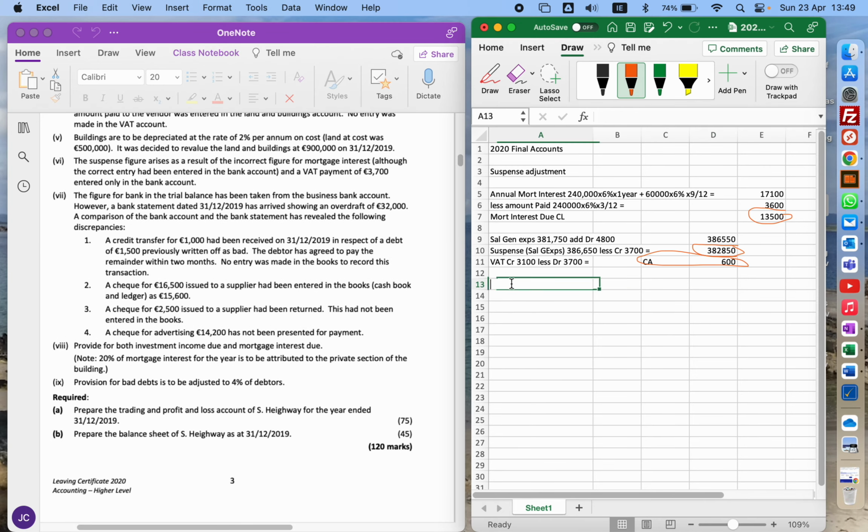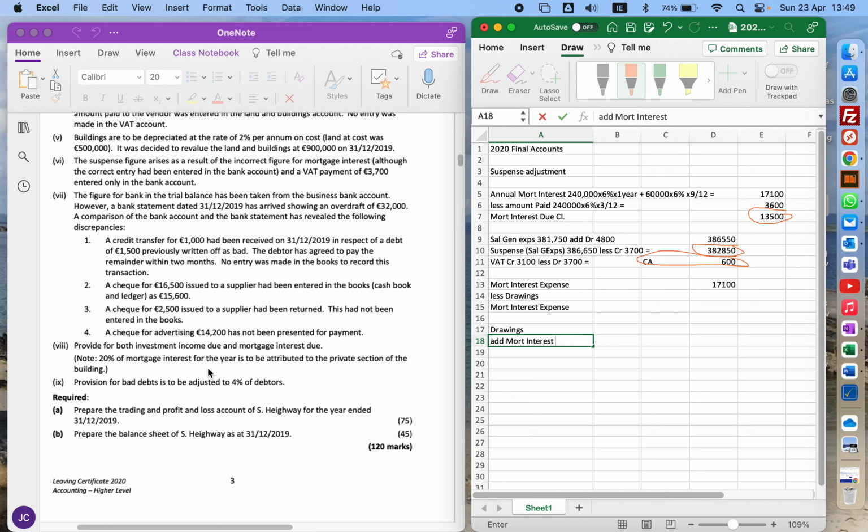Okay, so mortgage interest. That's the figure that I worked out already, so that's 17,100. I'm going to take away my drawings, and that's going to give me my mortgage. And my drawings figure, whatever the current drawings figure is, I'm going to add mortgage interest to that. So how much is it?